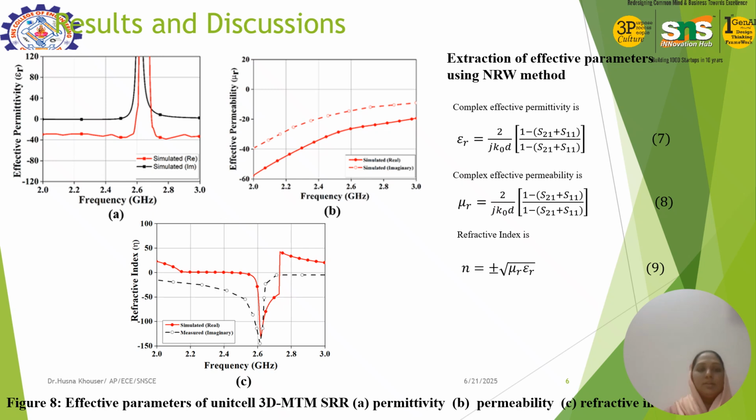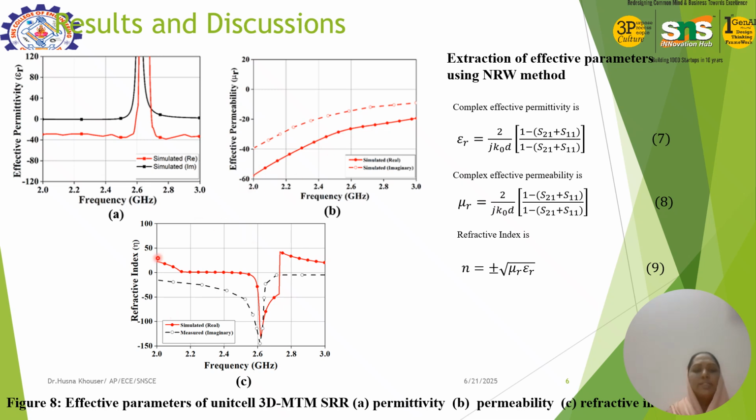Next, we are showing the effective parameters of the unit cell structure, which we have already discussed are based on permittivity and permeability. For that resonant structure, we have achieved negative permittivity with respect to this band gap, approximately minus 40. Similarly, the negative permeability is approximately minus 30 to minus 40.